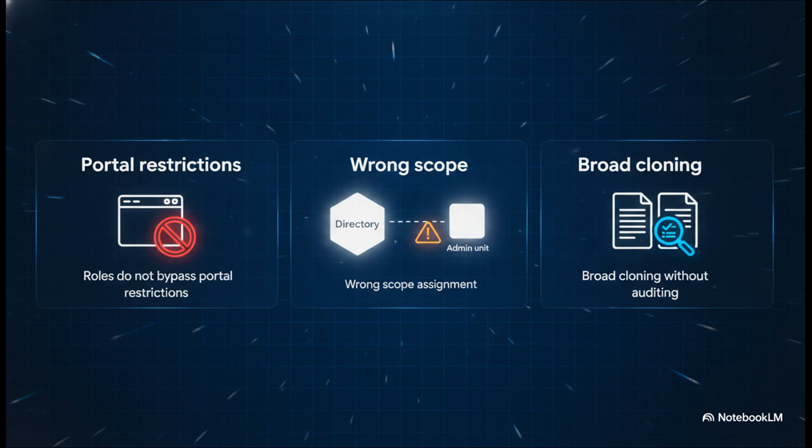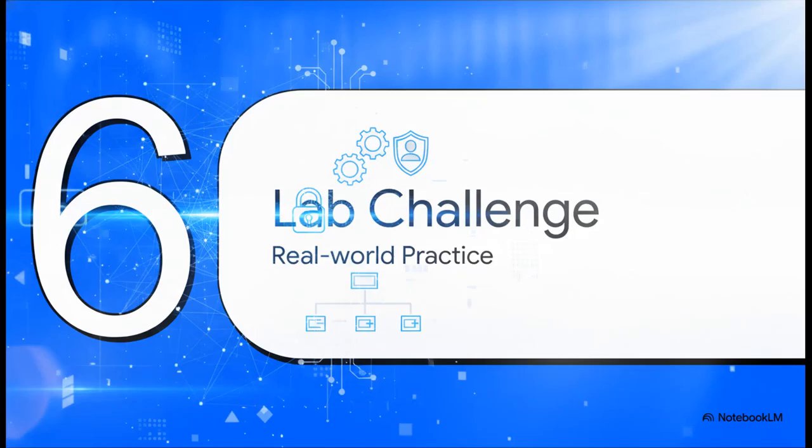Other traps include mistakenly assigning a role at the broad directory scope when it should have been limited to an administrative unit, or just blindly cloning an existing role without actually checking its baseline permissions and accidentally giving away the farm. And finally, Section 6, Lab Challenge.